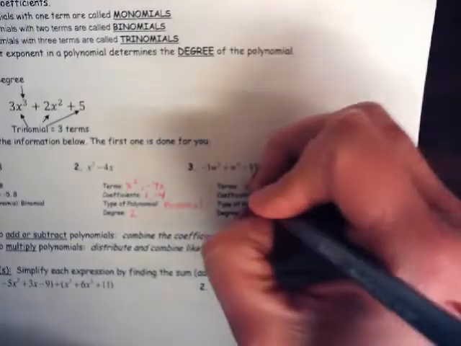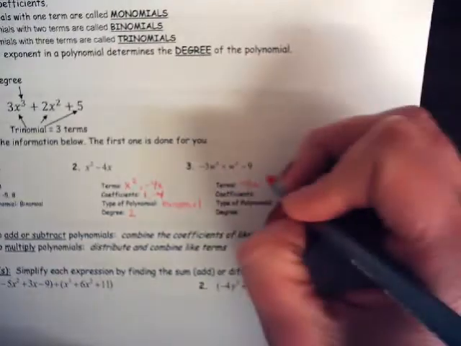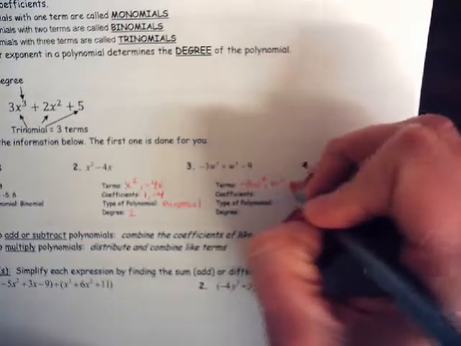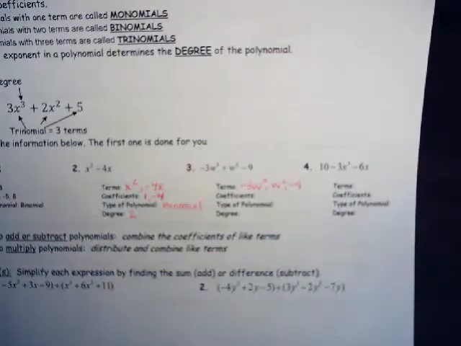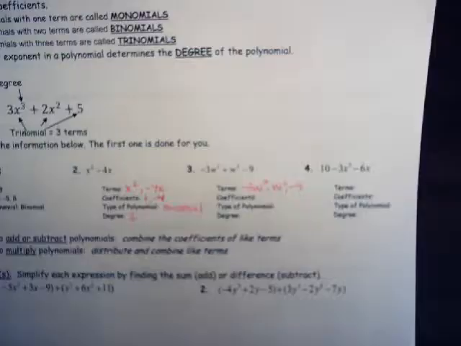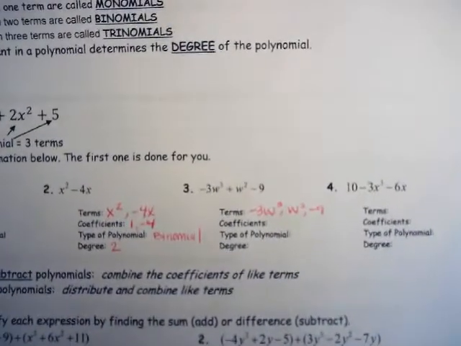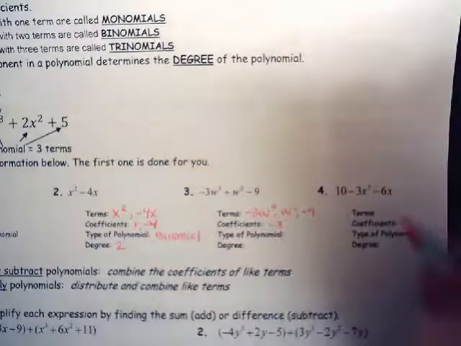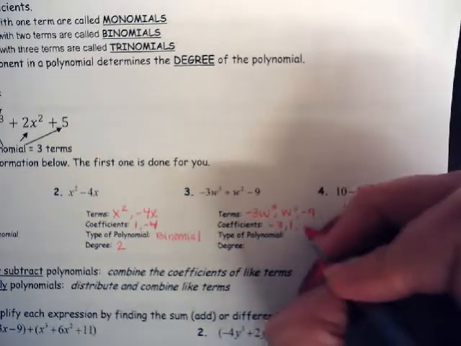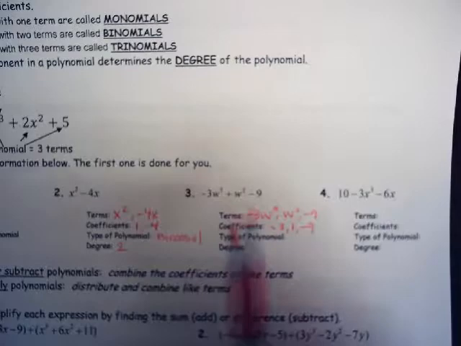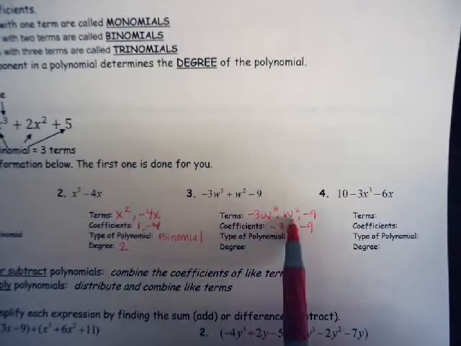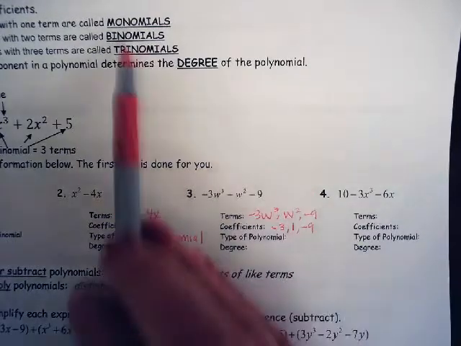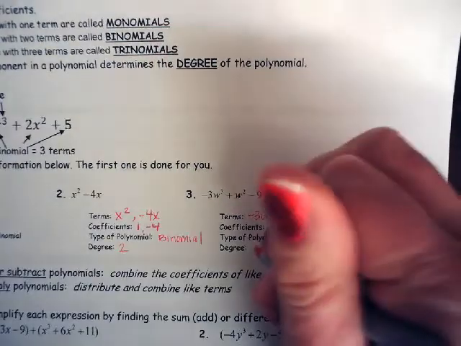Number 3, the terms would be negative 3w cubed is a term, w squared is a term, and negative 9 is a term. My constant is a term. Sorry about the lighting on this and going in and out of being blurry. It has to do with our internet connection here. The coefficients would be negative 3. Now, the coefficient in front of the w squared is just a 1. We don't write it, but it's there. And then negative 9. The type of polynomial, let's count how many terms we have. We have 1, 2, 3 terms. So up here we look, that's a trinomial.